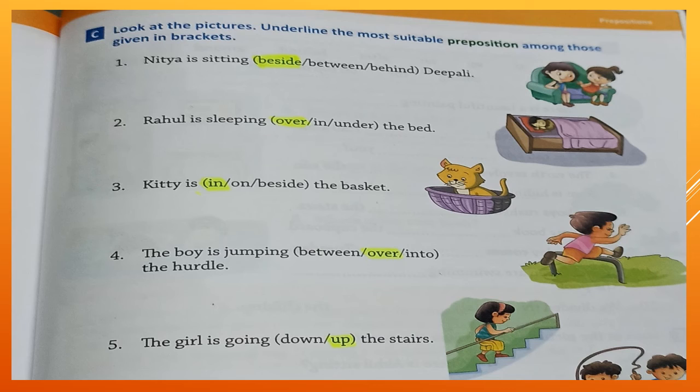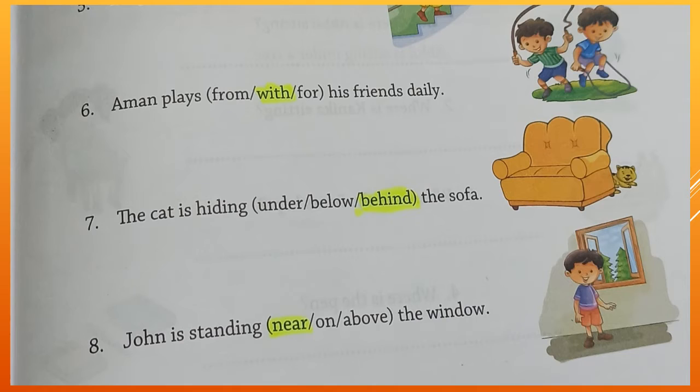Okay, let's go for the fifth one. The girl is going dash the stairs. Is it down or up? She is going up, right? So we should use up as a preposition over here. Sixth one. Aman plays dash with friends daily. So what will come, with or for? Yes, right, with. Aman plays with his friends daily.